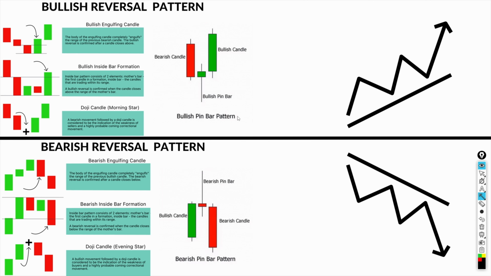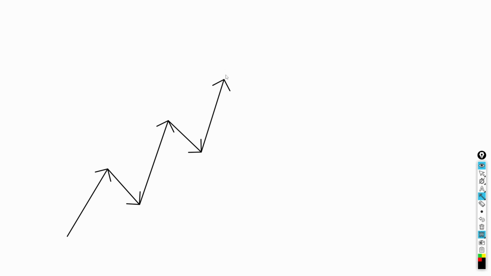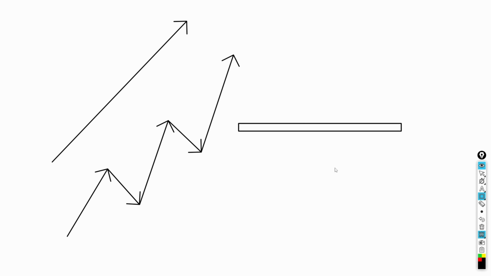So let me summarize it one more time for you. Simple. In an uptrend, this is your uptrend market. You want to take your trade in the direction of the trend. You just draw your strong buying zone. You then will wait for the price to go down, a weak market.